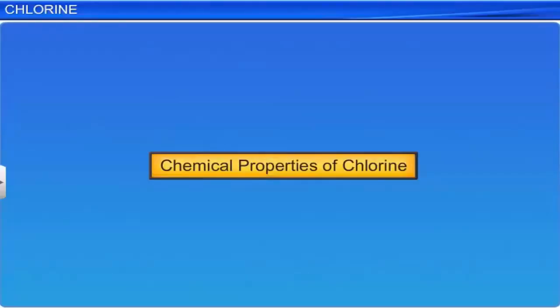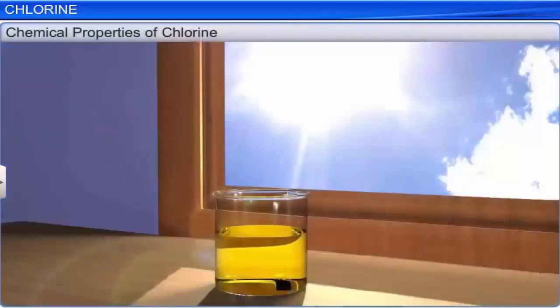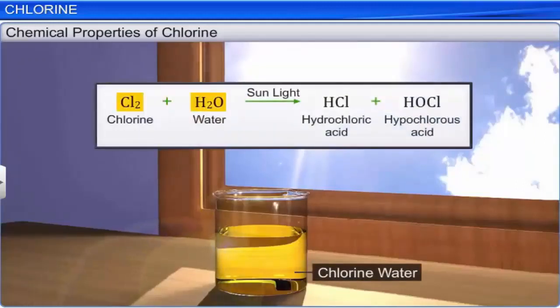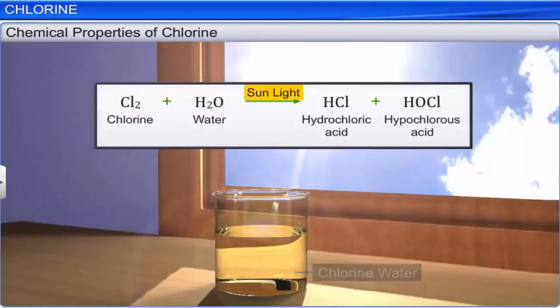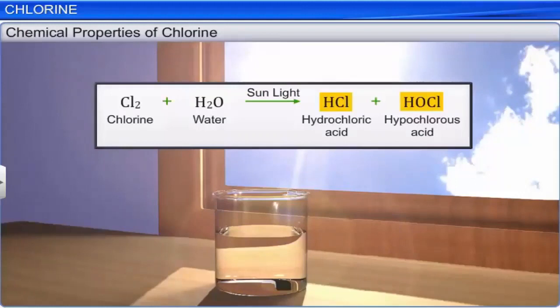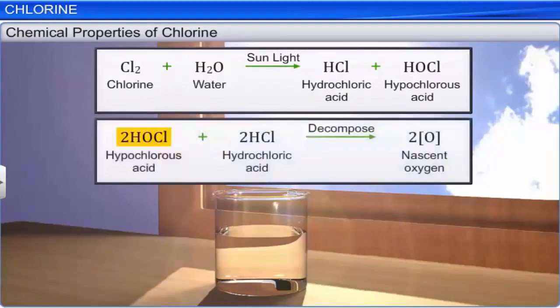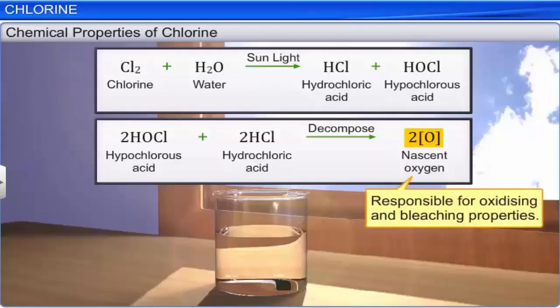Now let us look at the chemical properties of chlorine. Chlorine dissolves in water to give a strongly smelling yellow solution called chlorine water. Chlorine water loses its yellow color on standing in sunlight due to the formation of a mixture of hydrochloric acid and hypochlorous acid. Hypochlorous acid, being unstable, decomposes and gives nascent oxygen. The nascent oxygen so formed is responsible for the oxidizing and bleaching properties of chlorine.